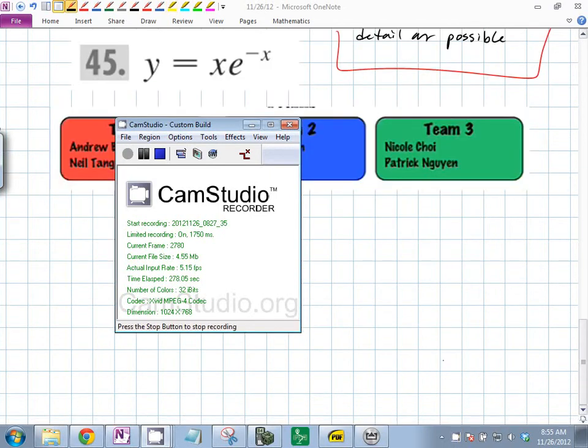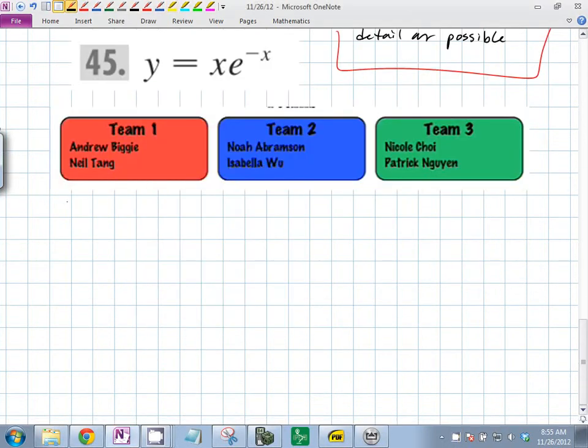Okay, so, domain. What's the domain? All real numbers. Okay, so what do you want to go try to figure out next? Intercepts. So 0 is equal to x e to the negative x. So you know that 0 is equal to x over e to the x. That only happens when x is equal to 0. So you know one of the intercepts is 0, comma, 0.